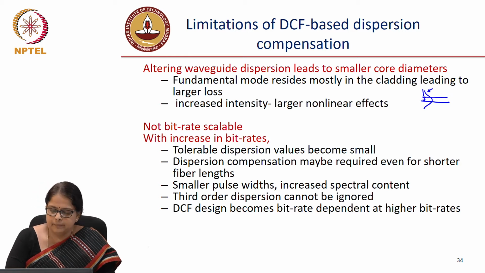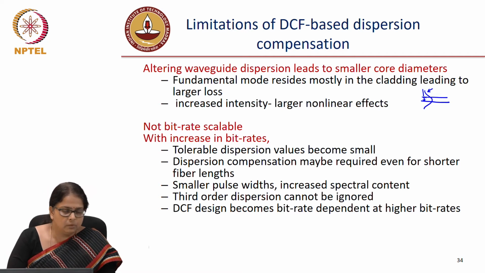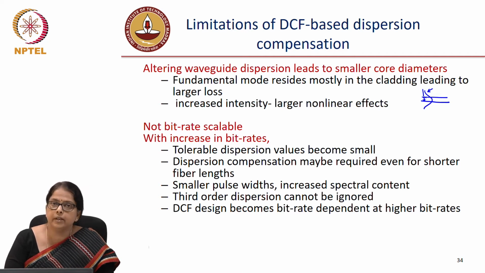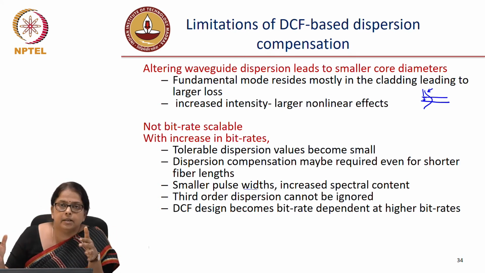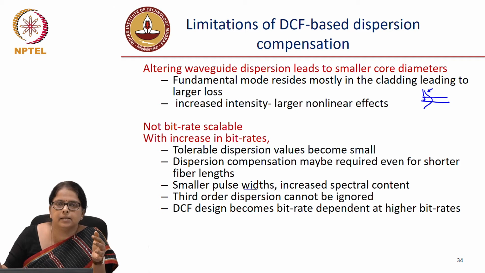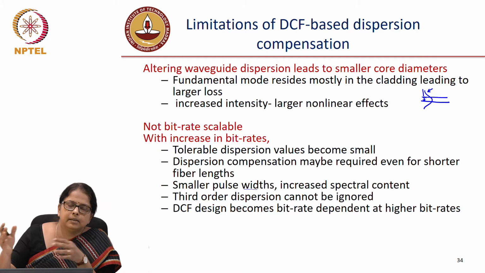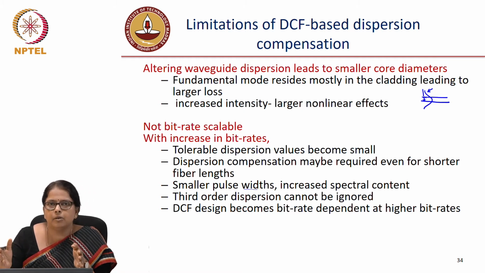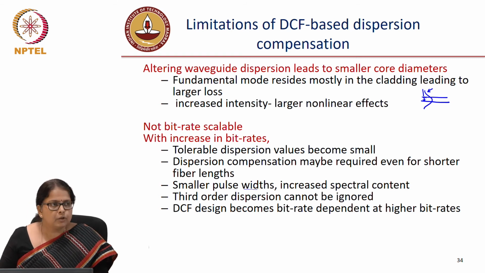Reason? The tolerable values of dispersion become very small, and what happens is that even for a very short length of fiber, you would need dispersion compensation. When you have a smaller pulse width, the spectral content becomes larger, and the larger spectral content would mean that the pulse accumulates a larger phase. So the same length of DCF will not be able to compensate for your entire length of the fiber. So in these cases, you cannot use the same DCF.